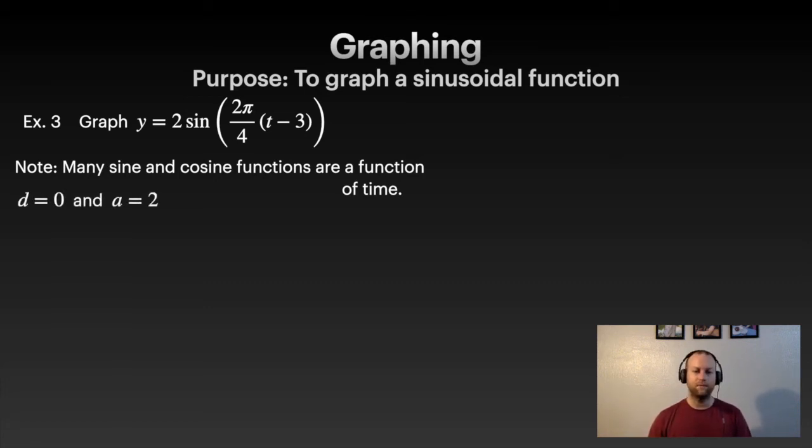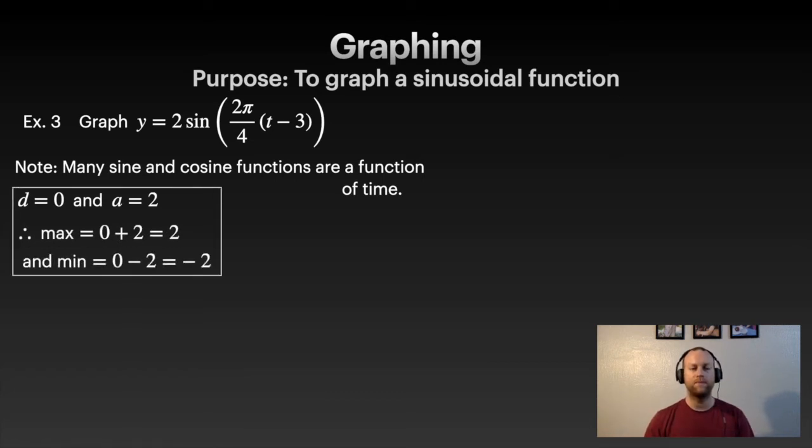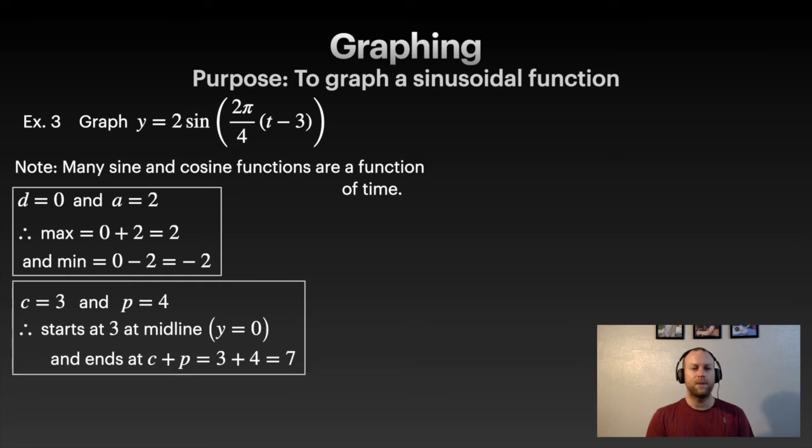From here, I'm going to do it a little bit quicker with figuring out all these variables. So d equals 0, a equals 2. From that, we can get the maximum and min value. Again, this shouldn't be a surprise. C is 3, P is 4. If you need more time to look this up in the equation, you can. So this tells me I start at 3, and it's at the midline because we're dealing with sine. And it ends at 7 because that is one period after 3.